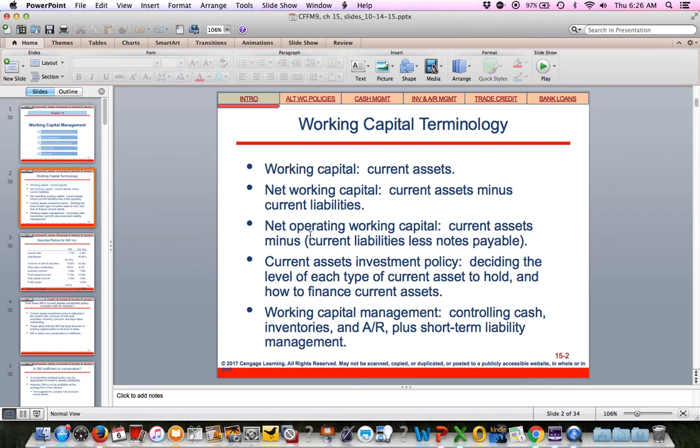Working capital management refers to making sure we've got a good handle on our cash balance, projecting our cash balance, inventory balances, accounts receivable balances, and then short-term liability management, which includes primarily accounts payable, which would be your big one.